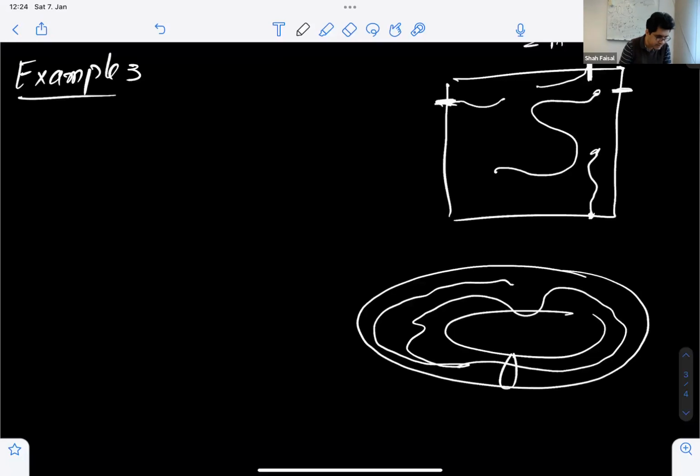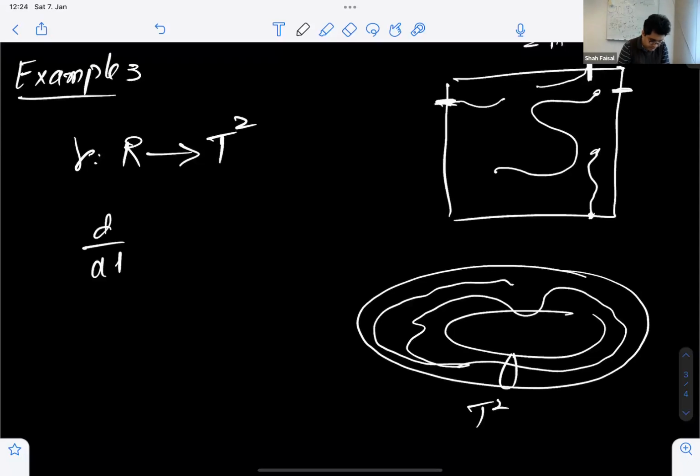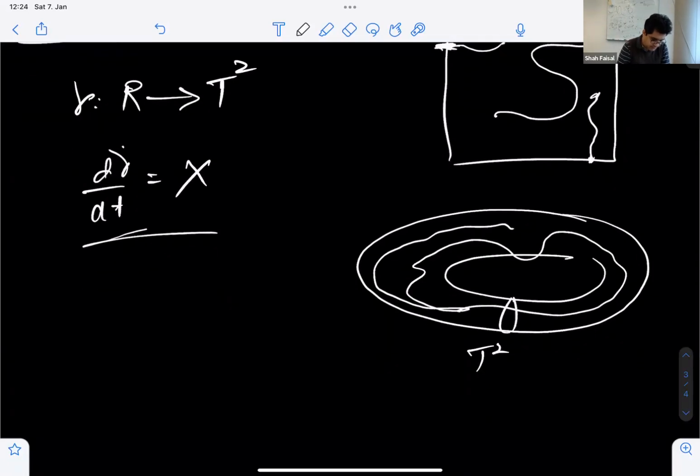Now you want to describe the dynamics of this object. So more importantly, the trajectory. The trajectory would be a gamma, a function from R to the surface of the donut. Let's call it T2. And if you want to find it out, you need to solve some differential equations. So let's say the derivative of this gamma would be some vector field. So that would be an equation for the motion of this particle. But the question is, how do you define this derivative again? Because the surface of the donut is curved in this case.